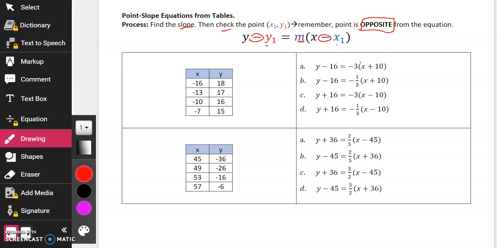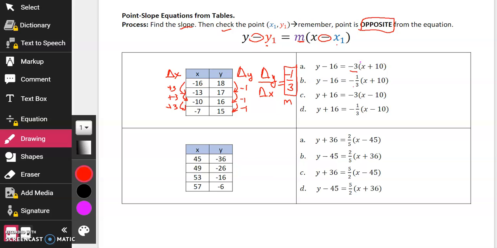All right, so let's look at this. Finding slope is what we've been doing. So we find change in y. I'm going down 1, down 1, down 1. Change in x, I'm going up 3, so plus 3, negative 10 plus 3 is negative 7. So change in y over change in x is going to be negative 1/3. That is my slope, that's the m value.